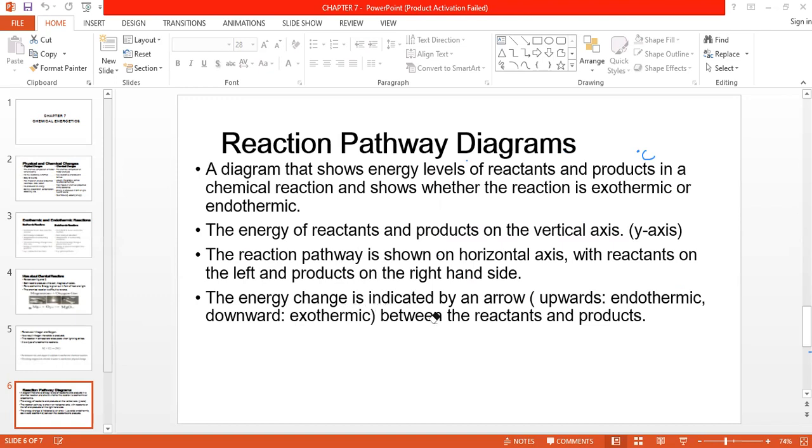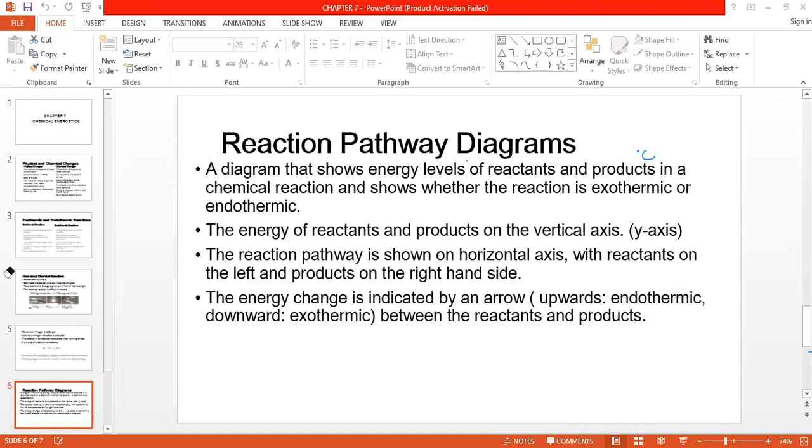The energy change is indicated by an arrow. If there is an upward arrow, then it will be an endothermic reaction, and if it is a downward arrow, then it will be an exothermic reaction. An upward arrow shows that heat is being absorbed by the reactants, and for exothermic, a downward arrow shows that heat is being released during the formation of products.